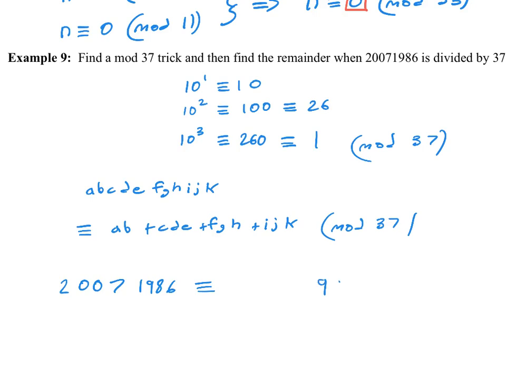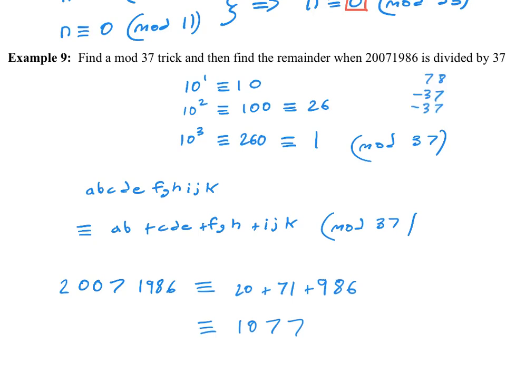So 9, 8, 6. And then the next group is 0, 7, 1, so plus 71. And then the final group is 2, 0, so plus 20. So if we add this all together, we get 1,077.